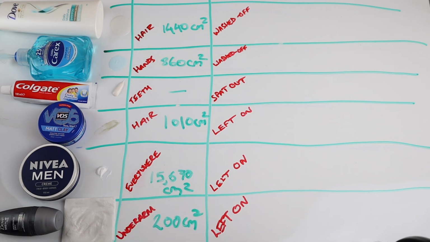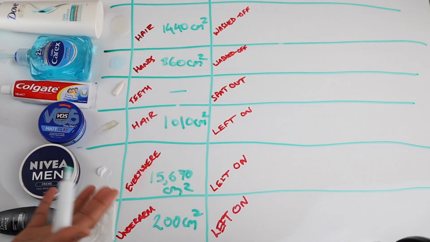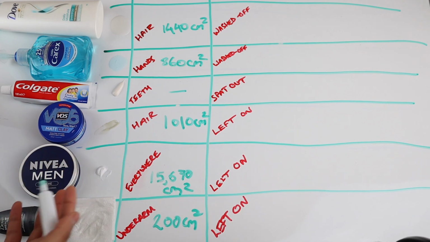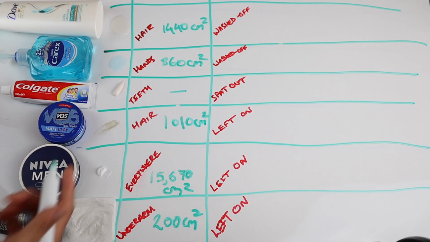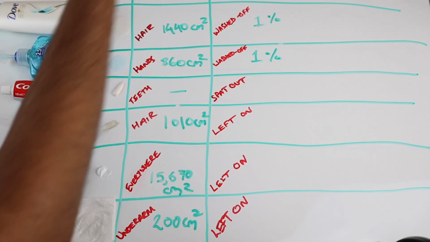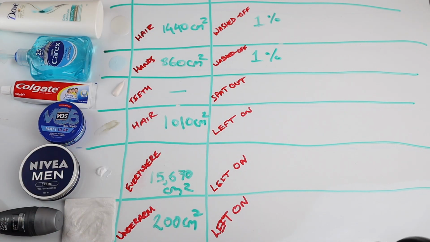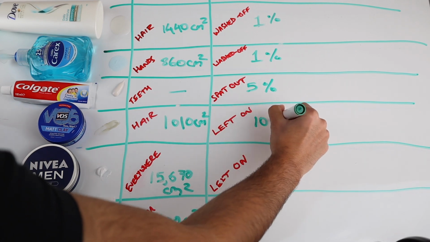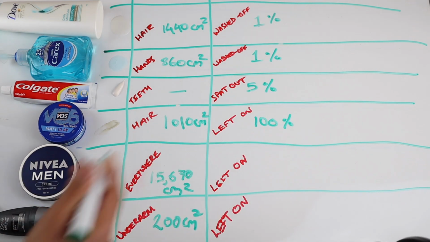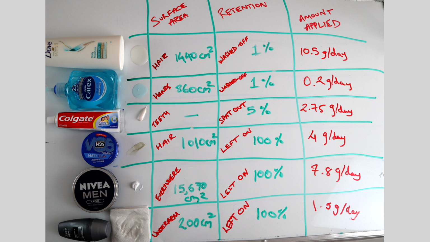Now, we can also make another assumption regarding the products that are washed off. So let's say that only about 1% of a product that's washed off from your body is actually left on at the end of that washing process. For a toothpaste, we're going to assume 5% of the toothpaste is ingested. Since a hair product is left on, we're going to go for 100% of that product is left on. So we haven't talked about how much is actually applied per application. And that information, again, we can get from study data.